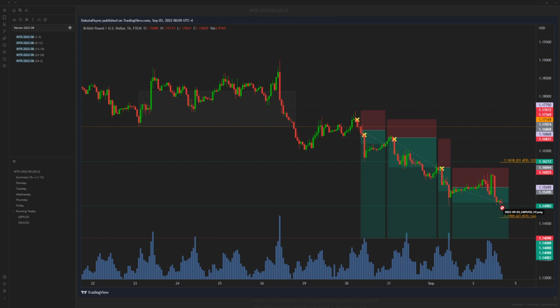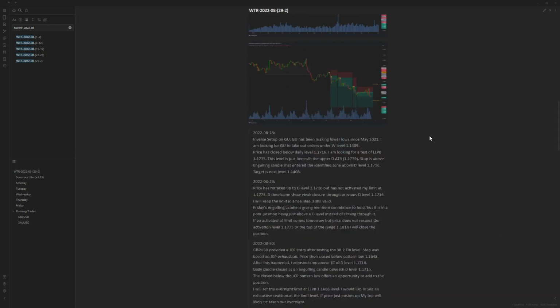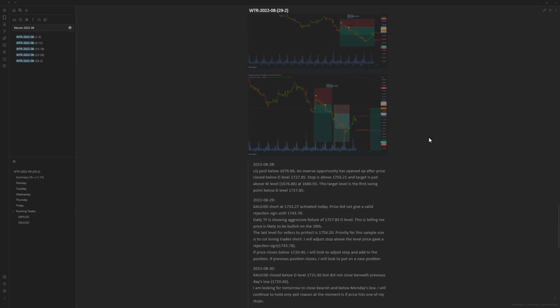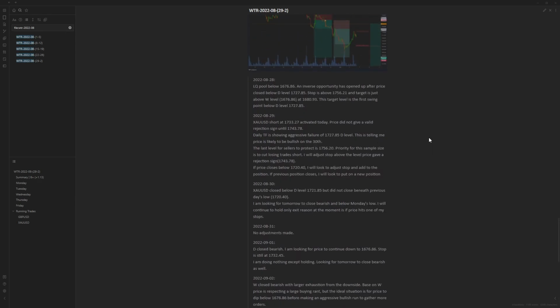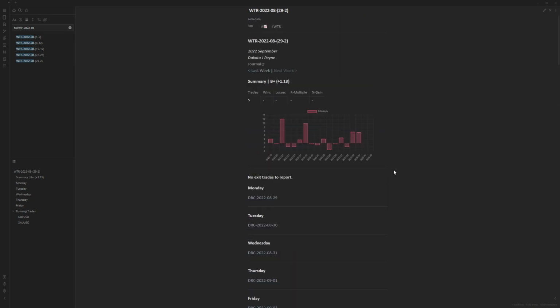Okay, so yeah, I really want to see price close below here. That will allow me to stop right above this level here and reduce my risk a bit. So that's the next thing I'm looking for. And I believe that's everything. Yeah, that's everything. So that's the week.